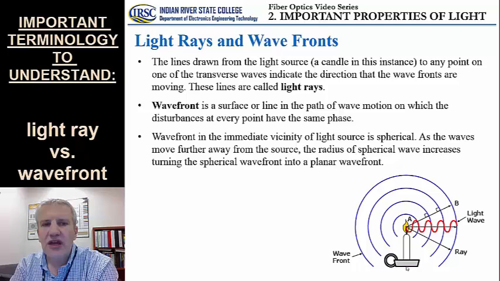We can also create the lines that are drawn from the light source to any point on one of the transverse waves. And these lines indicate the direction that the wavefronts are moving, or the waves are moving, and those lines are the so-called light rays.